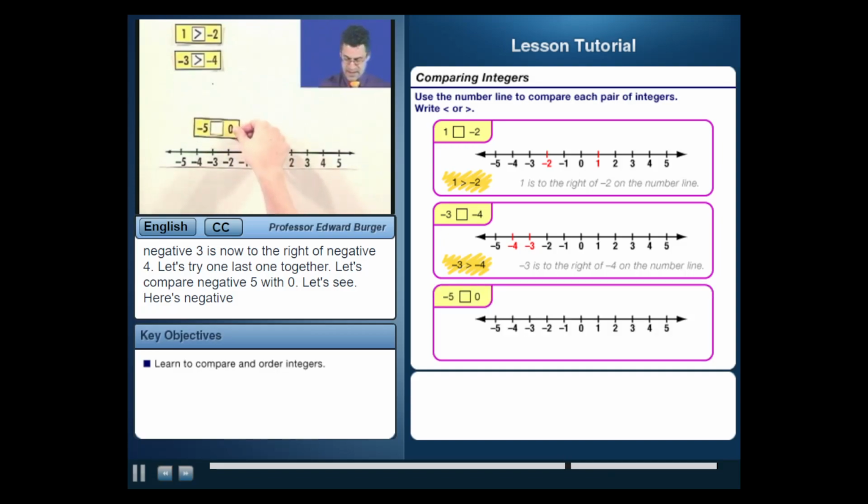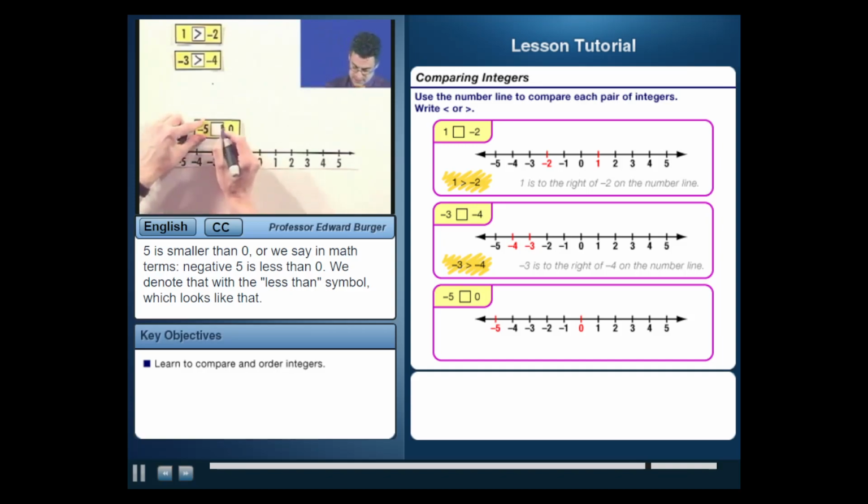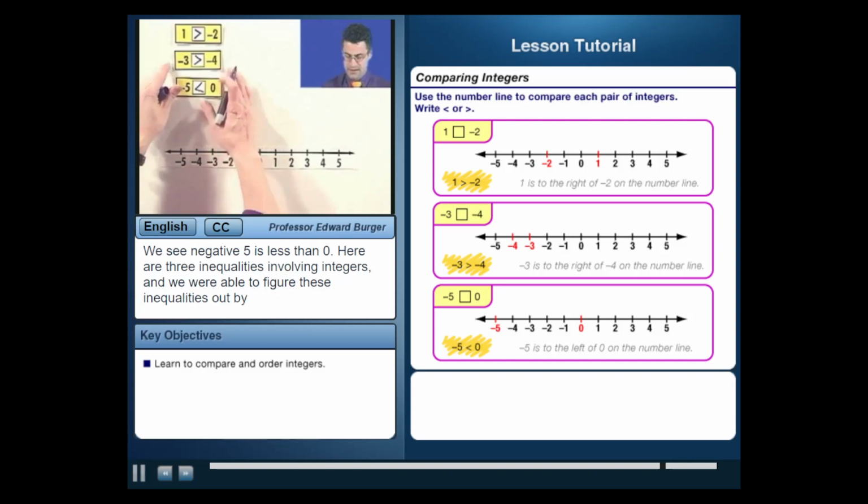Let's try one last one together. Let's compare -5 with 0. Well, let's see. Here's -5 way off here on the left. Here is 0 right here. And so which one is the bigger one? Well, 0 is bigger. -5 is to the left, and so it's smaller. So -5 is smaller than 0, or we say in math terms, -5 is less than 0. And we denote that with the less than symbol, which looks like that. So we see -5 is less than 0.